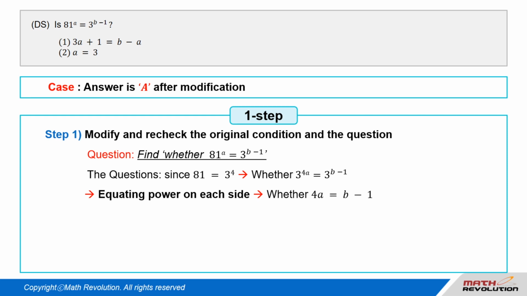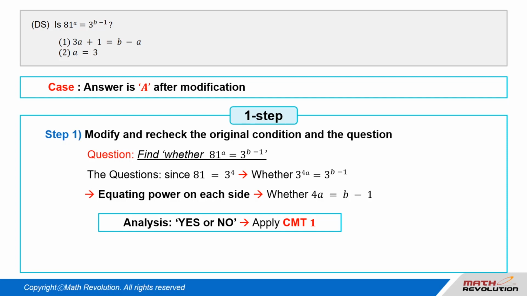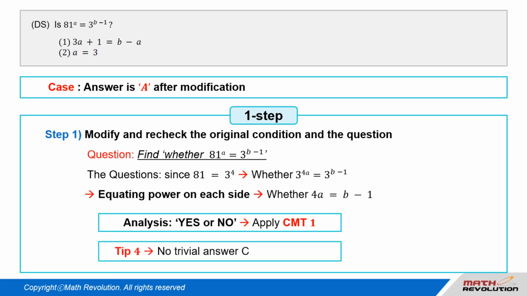This type of question often appears in the exam, so remember this. Don't forget that the modification is the priority when solving questions using the variable approach. Moreover, we have to apply CMT1 as we are looking for a yes or a no answer. Also, according to tip 4, we cannot have a trivial answer.